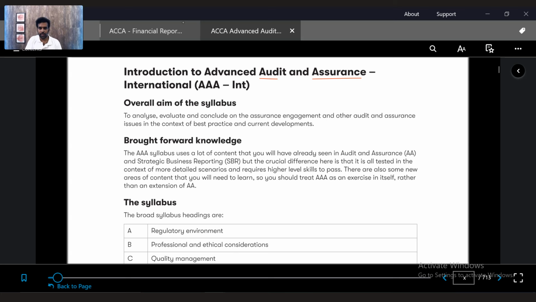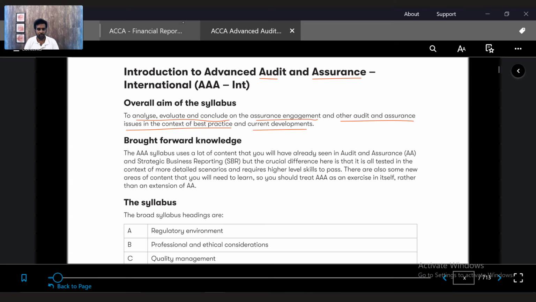This is an advanced version of the AA syllabus that we learned. In this particular syllabus, we are here to analyze, evaluate and conclude on the assurance engagement and other audit and assurance issues in the context of best practices and current developments. So whatever we studied in AA is the same thing that's going to be applied in AAA, because audit as a whole will not change. There's no extra superficial information being included here. The process of audit remains the same, whatever we learned in AA. But we are going to study in more detail, apply in more detail and conclude in more detail, and become a much better professional when it comes to advanced audit and assurance.